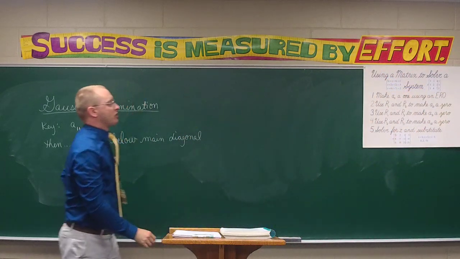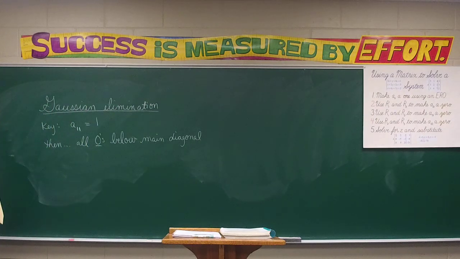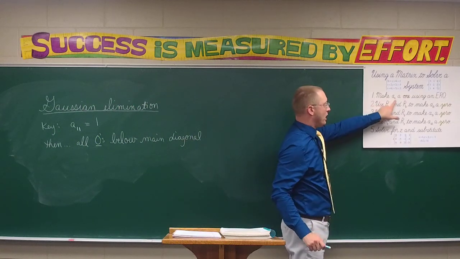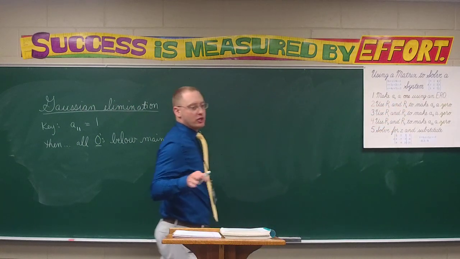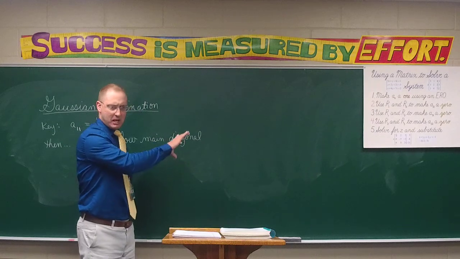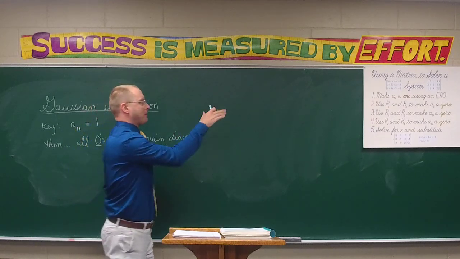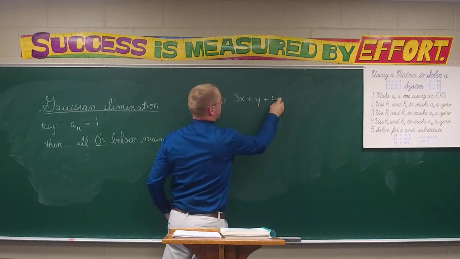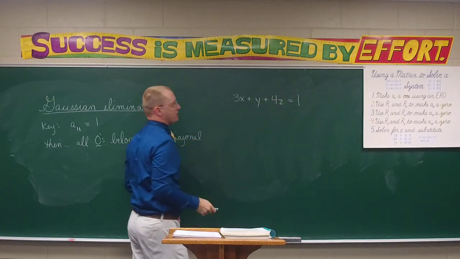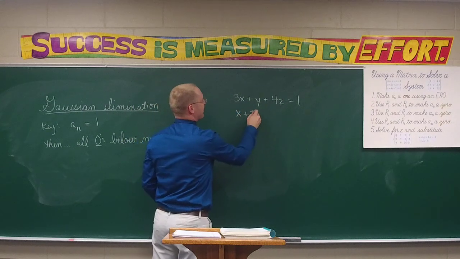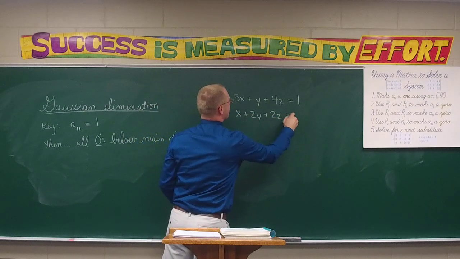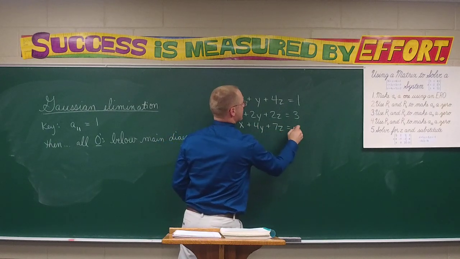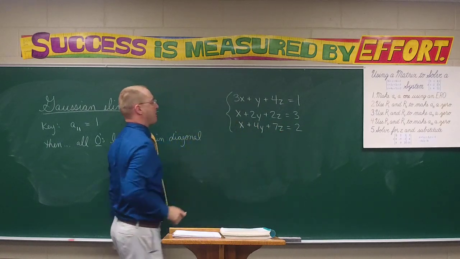Okay, so using a matrix to solve a system using Gaussian elimination, step number 1, the key step, is to make element A11 a 1. Go ahead in your notes, leave space to write the steps down, but also copy down the system that's on the board. It's 3x plus y plus 4z equals 1, for those whose eyes are not as good. x plus 2y plus 2z equals 3. And x plus 4y plus 7z equals 2. Go ahead and copy down that system.